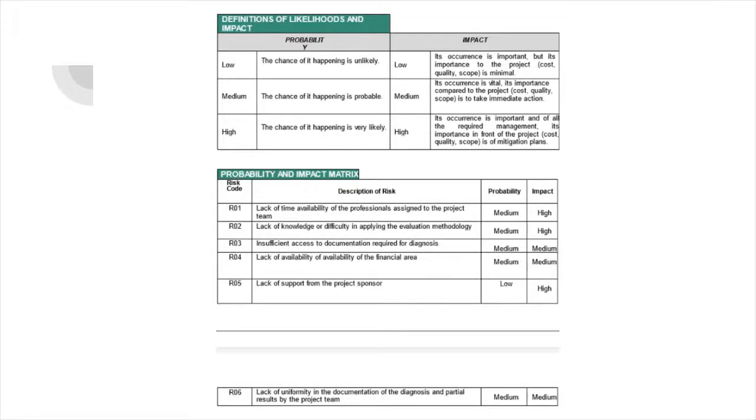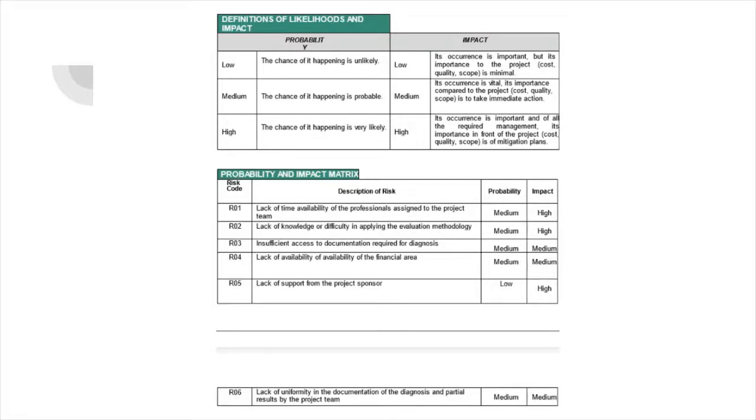likelihoods and impact probability. We have low, medium, high. For low, the chance of it happening is unlikely. Impact low. Its occurrence is important, but its importance to a project, cost, quality, scope is minimal. Next, medium, the chance of it happening is probable. Medium, its occurrence is vital. Its importance compared to the project, cost, quality, scope is to take immediate action.